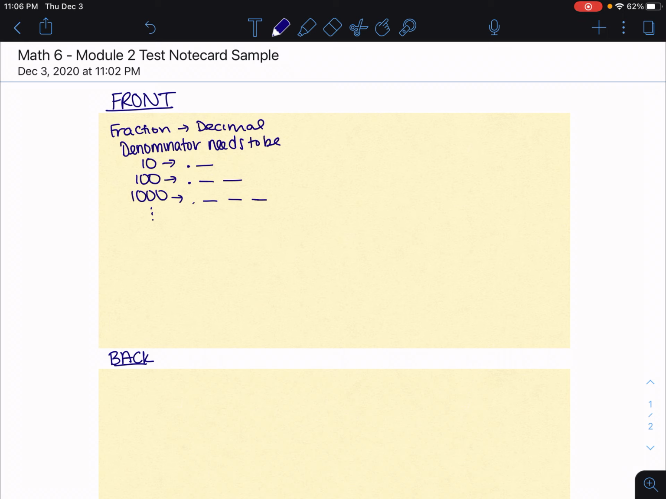To go from a decimal to a fraction, you're going to go the other way. So if it's got one decimal place, it goes over 10. If it's got two decimal places, it goes over 100. If it's got three, it goes over 1,000. And again, it just continues for every zero that you add.